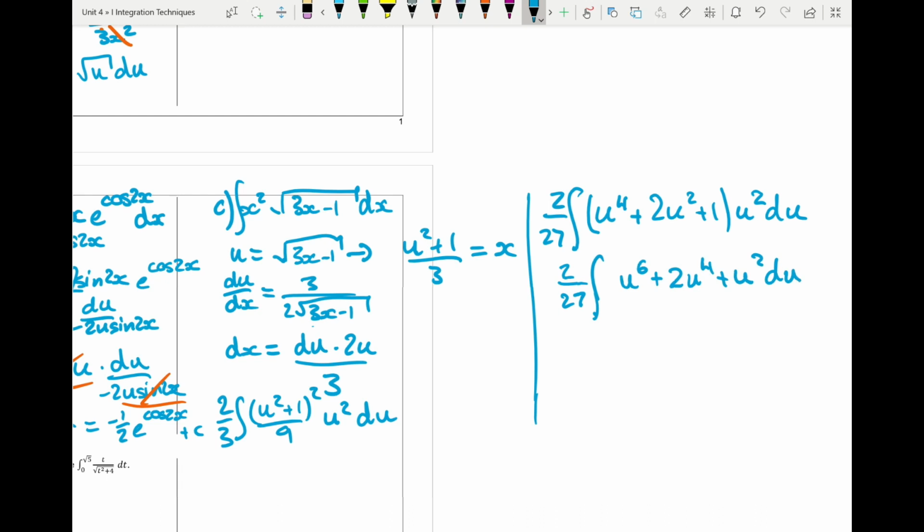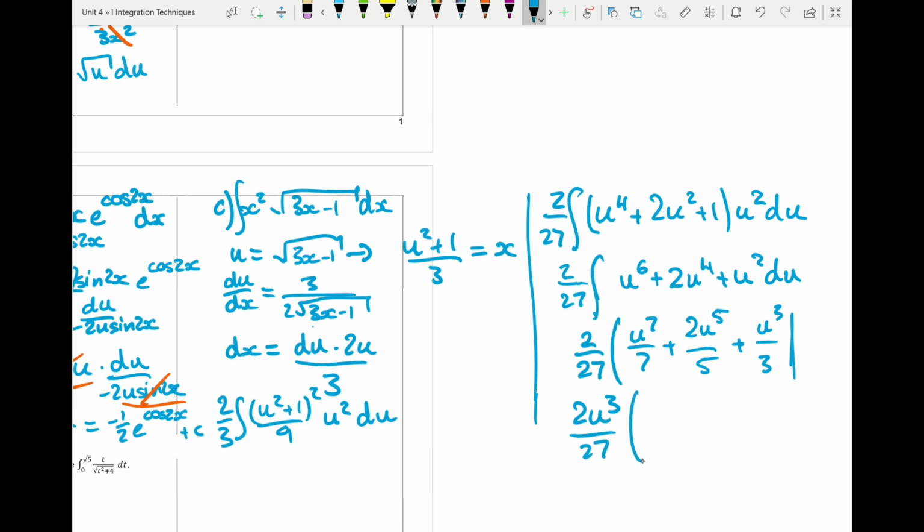Now these are just a polynomial, so we can do this. That gives us 2/27 u to the 7 on 7 plus 2u to the 5 on 5 plus u to the 3 on 3. And we can take out a factor here of u squared, which we know is, of u cubed. So that gives us 2u cubed on 27. We get u to the 4 on 7 plus 2u squared on 5 plus 1 on 3 plus c.